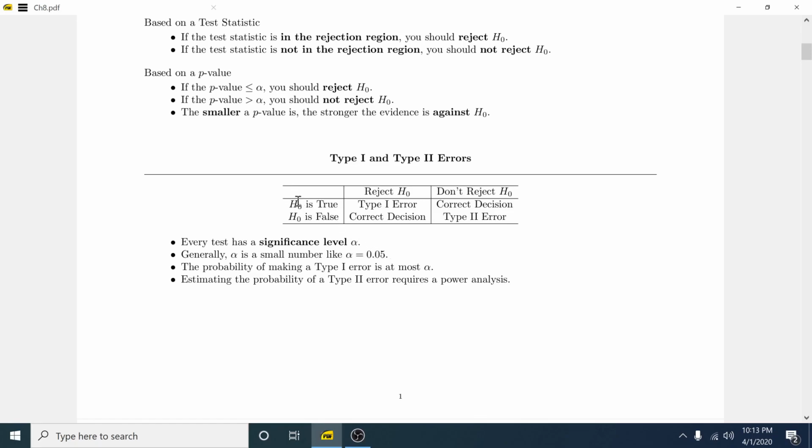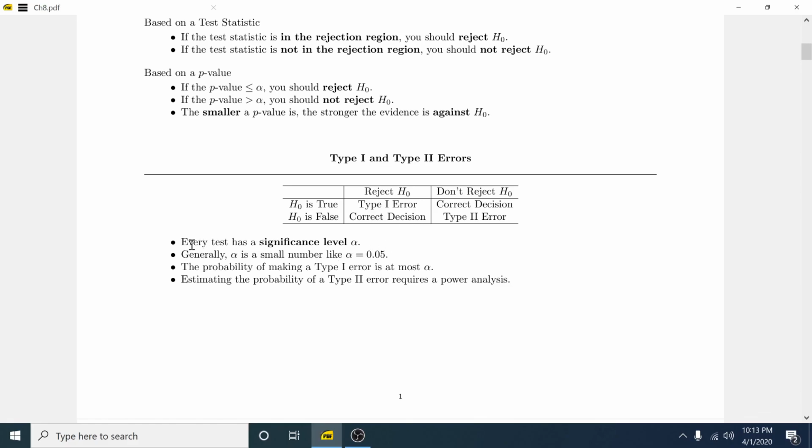So let's just look at this a second time. So there's basically two possibilities. H naught is either true or it's false. And then there's two things we can do. We can either reject H naught or don't reject H naught. If H naught is true and we reject it, that's an error. It's a type 1 error. If H naught is false and we don't reject it, that's a type 2 error. In the other two cases, we're actually making the correct decision.